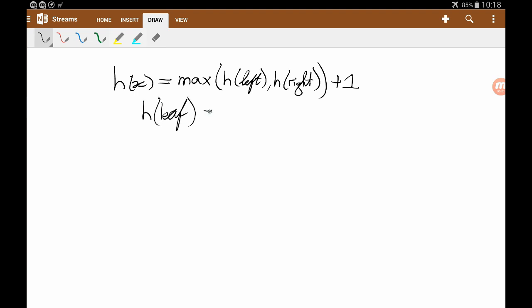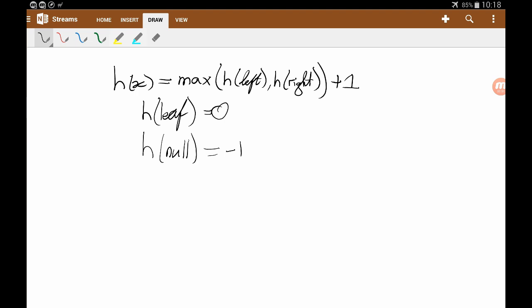is equal to 0. But more than that, we're going to add in and say the height of an empty tree, or the height of null, is going to be negative 1. We do that for convenience, and we'll see that it works out to help us later on.